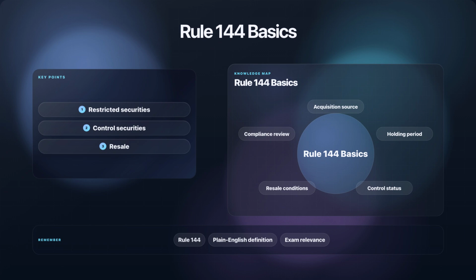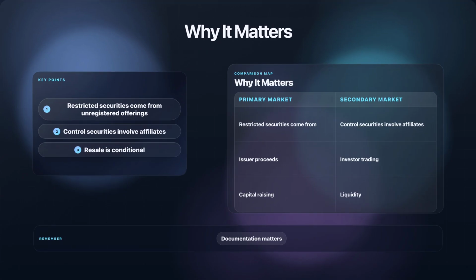Your goal is not to memorize isolated words. Your goal is to understand how the concept works inside the securities industry. This matters because SIE questions rarely test concepts in a vacuum. They often describe a market participant, a product, a customer, a firm action, or a regulatory situation. When you understand the purpose of Rule 144 Restricted Securities, the answer choices become easier to compare.